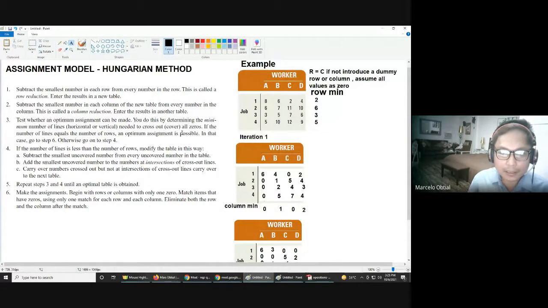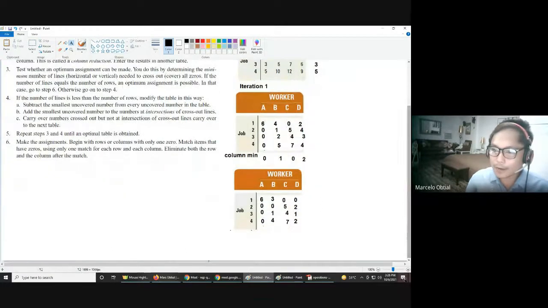Cover all the zeros. If the number of lines is equal to the number of rows, an optimum assignment is possible. In that case, go to step number 6. Okay? So we'll skip 4 and 5. Kapag yung ating number of lines later is equal to either row or column. Remember, we make sure that row is equal to number of column. Okay, so number of rows or number of columns. So let us follow the instruction.